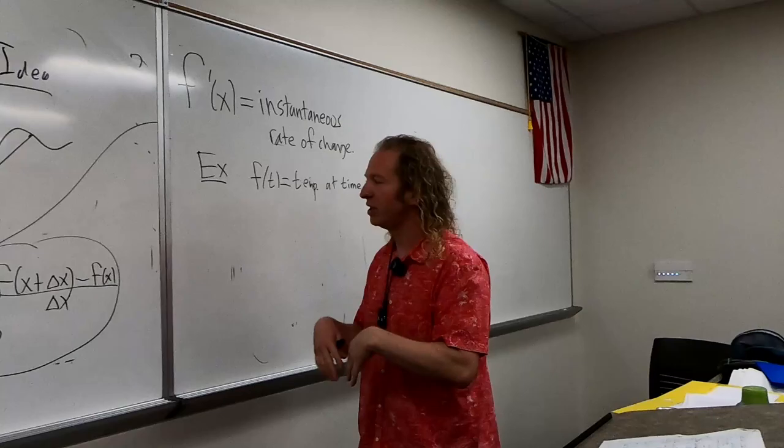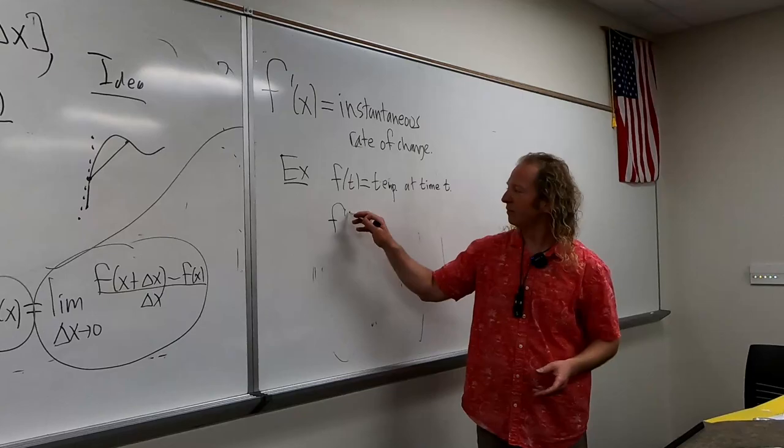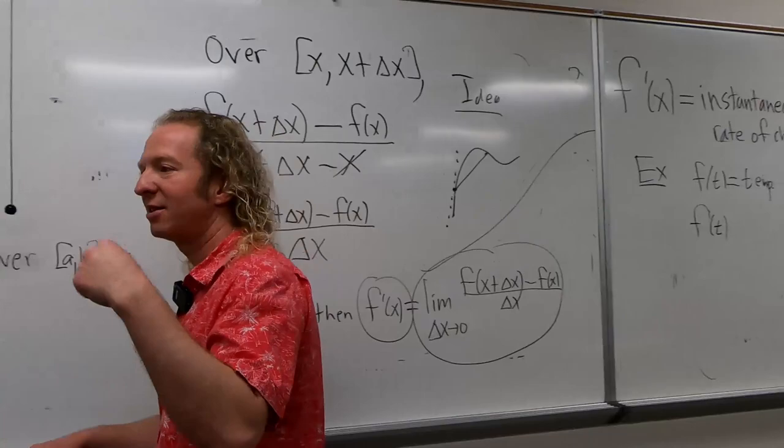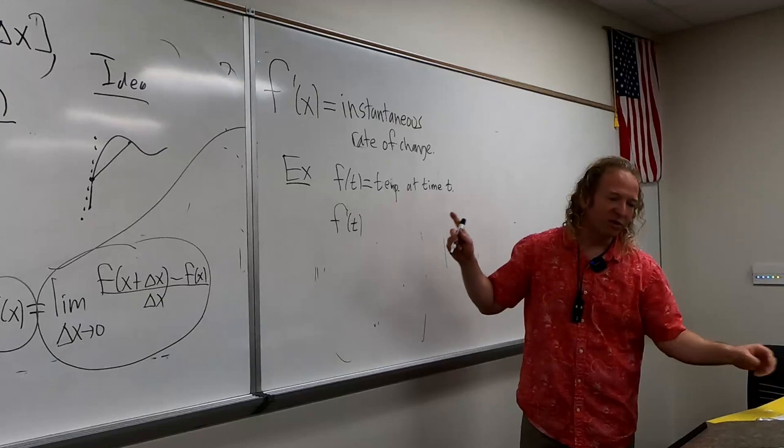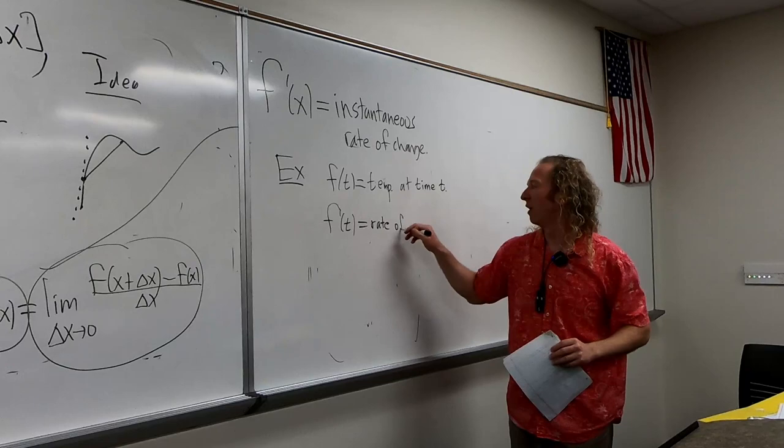So the derivative is the instantaneous rate of change of the temperature. It will tell you how fast the temperature is changing. So if it's heating up, it'll be positive because the temperature is increasing. If it's cooling down, it's going to be negative because the temperature is decreasing. We'll talk about that later. So this would be the rate of change of temp at time t.